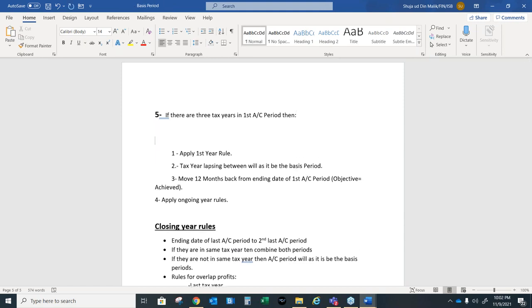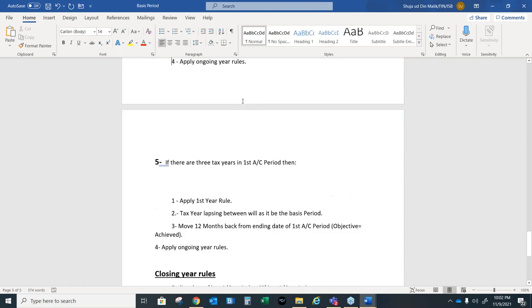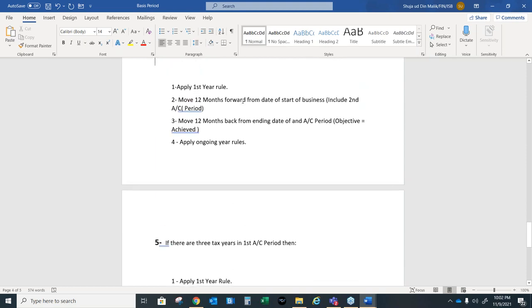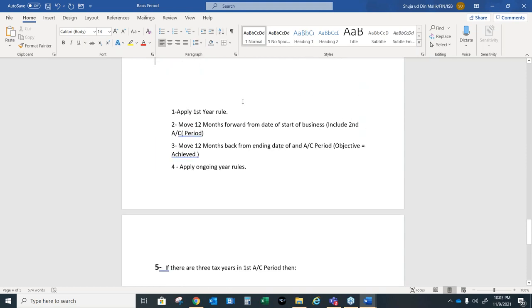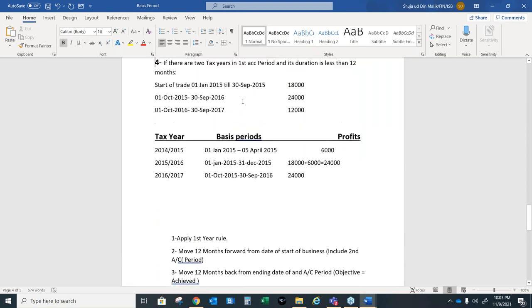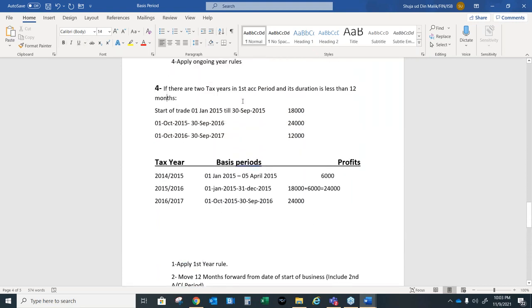Okay, so sir, in the second basis period, I think the basis period starts from 6th April. No, Fawad, it is not like that. Look, Fawad, you have to understand that you are talking about something in which there are 3 tax years. Here, there are not 3 tax years. It is very simply explained that there are 2 tax years in the first accounting period, and as you could see in this question, 1st January 15 till 30th September 2015, there are.